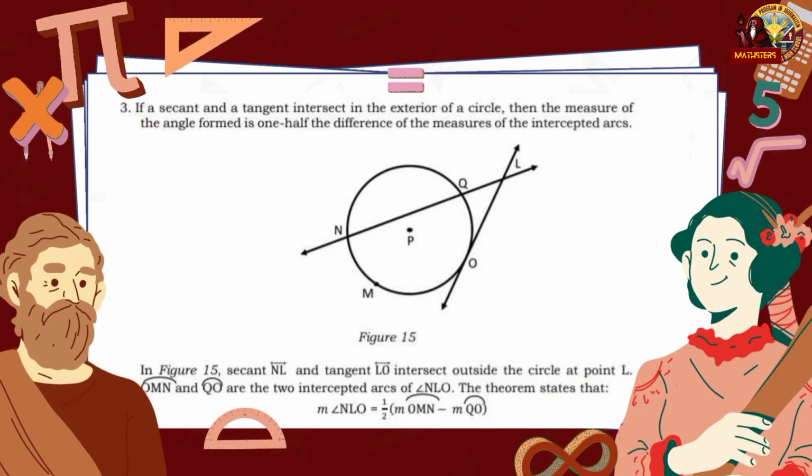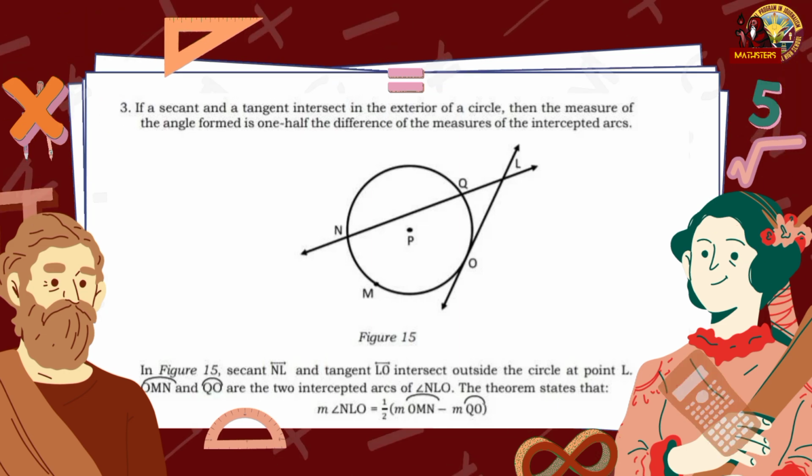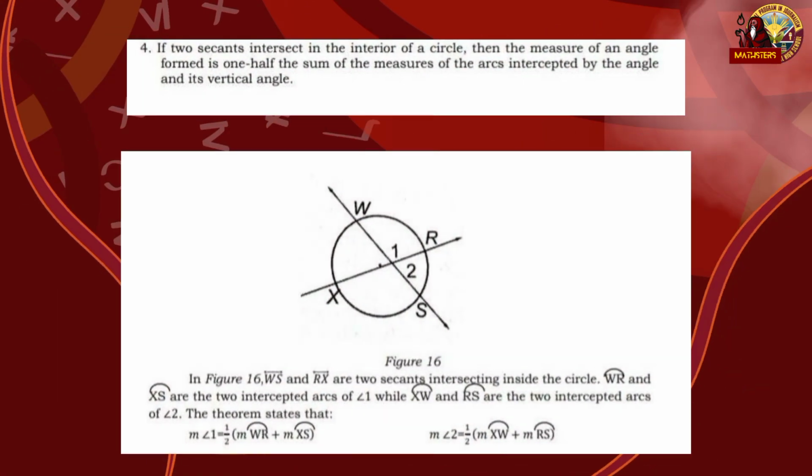Number 3. If a secant and a tangent intersect in the exterior of a circle, then the measure of the angle formed is 1/2 the difference of the measures of the intercepted arcs. Number 4. If two secants intersect in the interior of a circle, then the measure of an angle formed is 1/2 the sum of the measures of the arcs intercepted by the angle and its vertical angle.